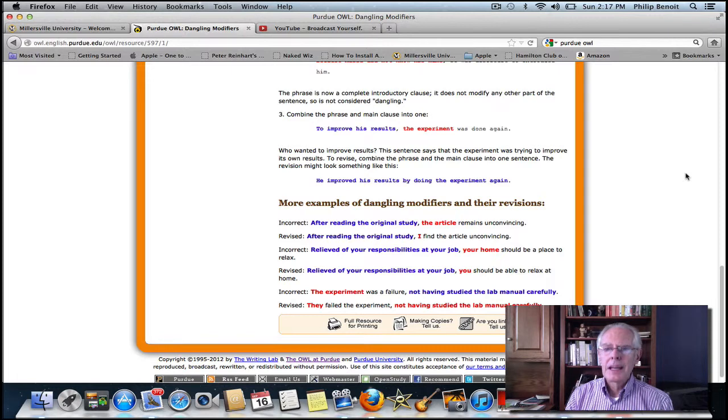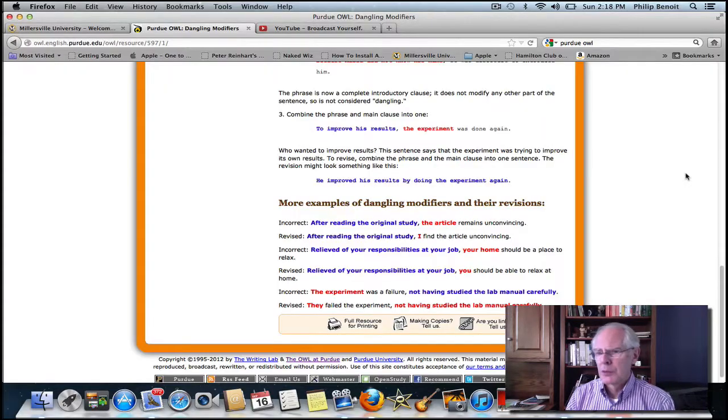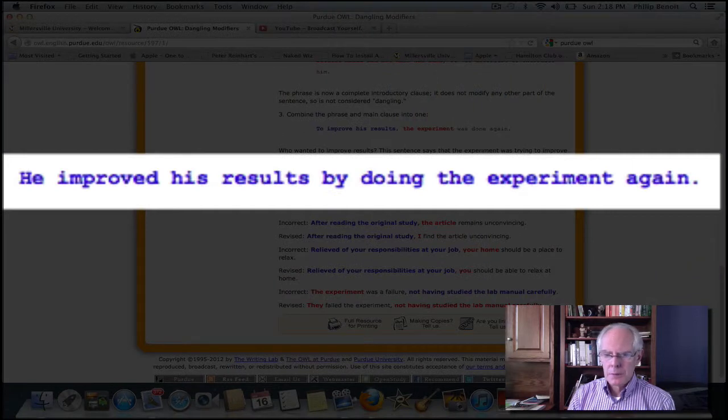Combining the phrase and the main clause into one is another way of correcting a dangling modifier, and that would be an example here. The incorrect way of looking at this would be, "To improve his results, the experiment was done again." Confusing. To improve whose results? Who wanted to improve the results? Not the experiment. The experiment is an inanimate concept here. So to correct that: "He improved his results by doing the experiment again." It gets rid of the dangling modifier.